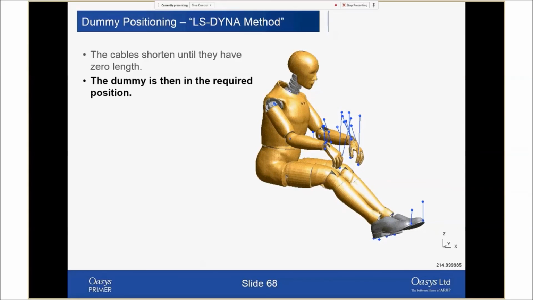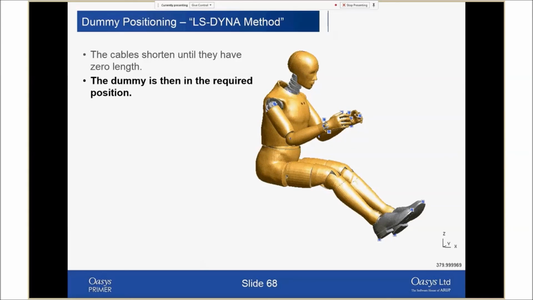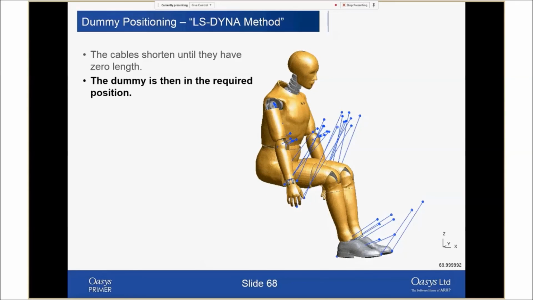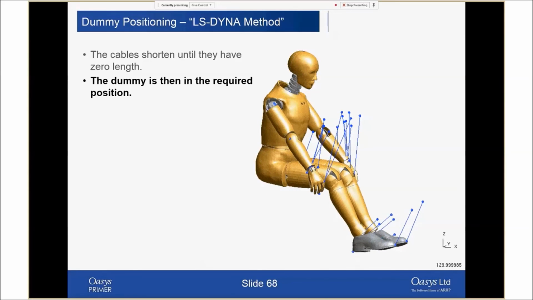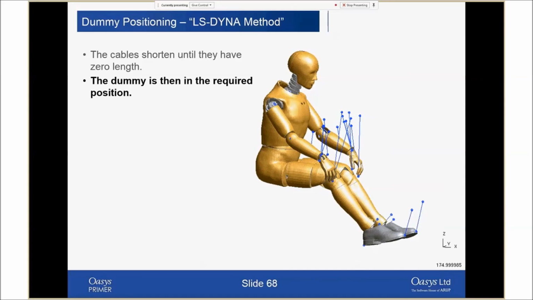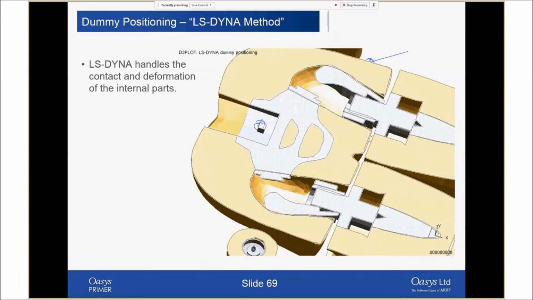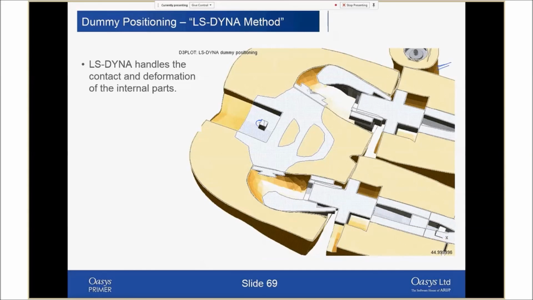Now the downside, obviously, to using this method is that you have to run a Dyna analysis, which can take some time, because usually to get this to run over a reasonable amount of time, it has to run over 200, 300 milliseconds. But as you can see, it solves the problem of getting initial penetration.